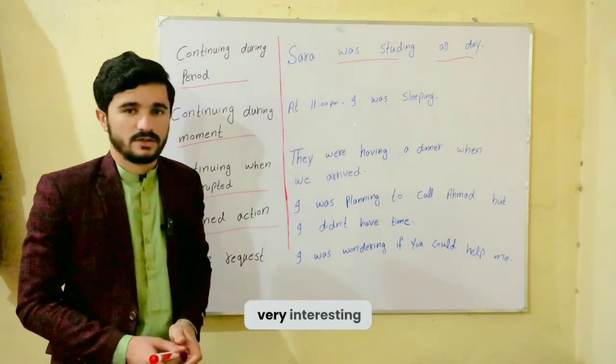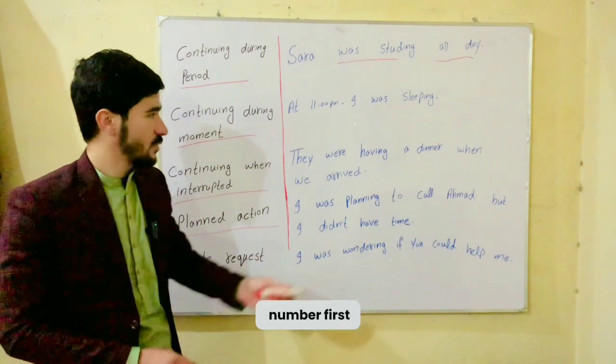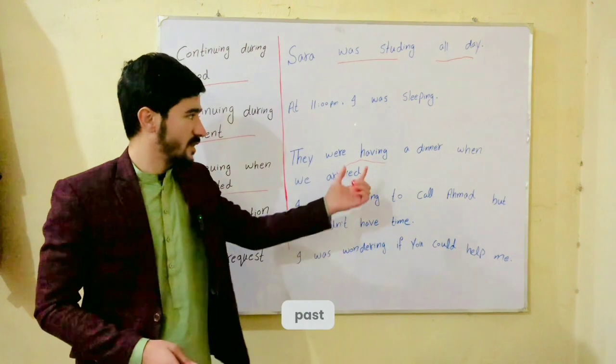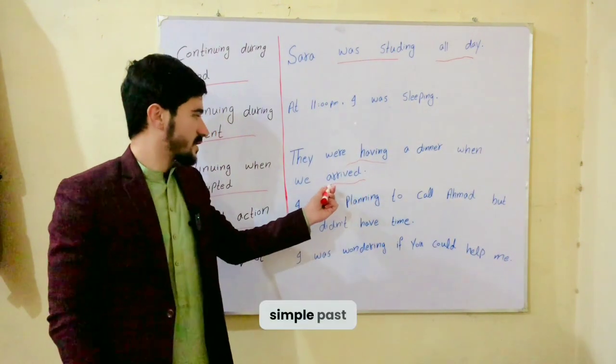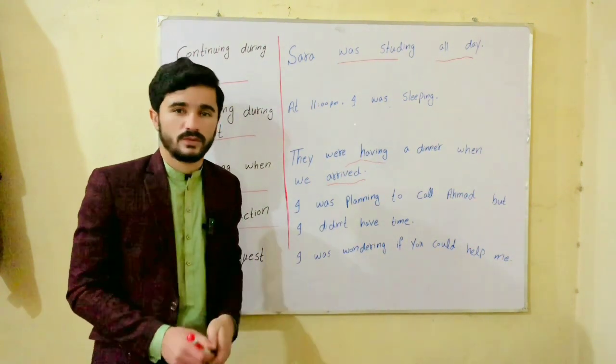There is a very interesting sentence here. There are two past tenses. The first, they were having dinner, is past continuous tense, and there is another one, simple past: when we arrived. They were having dinner when we arrived.